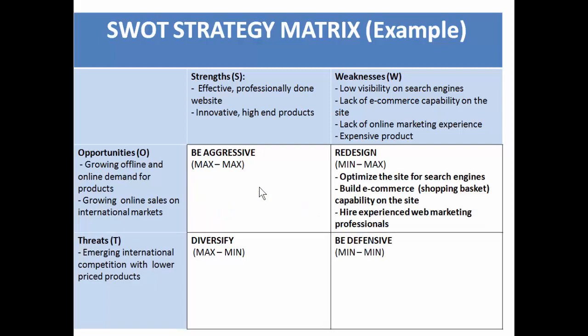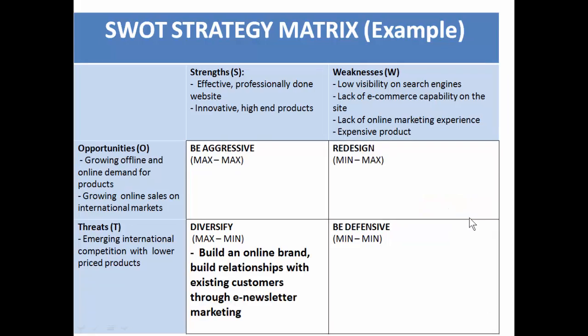Number 2, we are now trying to see what we do about our weaknesses in order to leverage our opportunities. So here are 1, 2, 3 different groups of tactics that can help you with addressing your weaknesses and redesigning your business in order to take advantage of those opportunities. For example, you might want to optimize your website for search engines. You might want to build a shopping basket on your website, and you might want to hire experienced web marketing professionals.